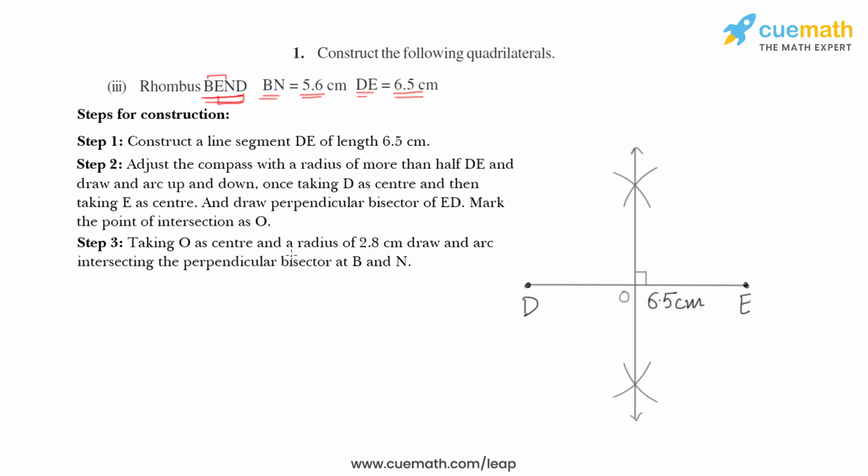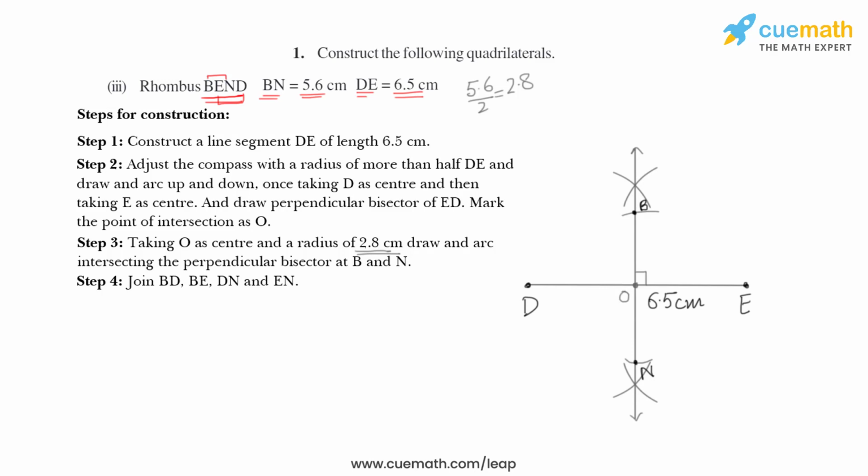Next step, taking O as center and a radius of 2.8 centimeters. Why 2.8? Because BN is 5.6 and half of 5.6 is 2.8. So with a radius of 2.8 and taking O as center, draw an arc like this, here also and here also. This point of intersection will be point B, and this point will be point N.